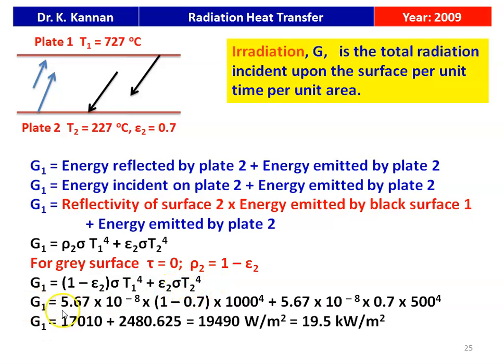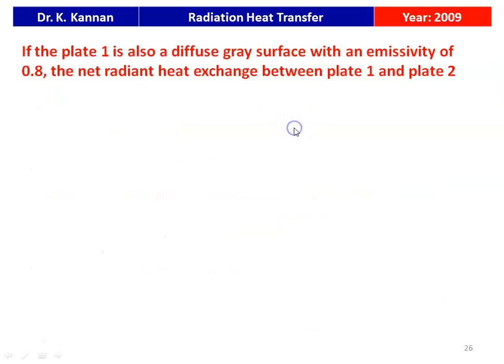So calculating, G1 equal to 5.6 into 10 power minus 8 into 1 minus 0.7 into 1000 to the power 4 plus 5.6 into 10 power minus 8 into 0.7 into 500 to the power 4. Calculating, 19,490 watts per meter square or 19.5 kilowatts per meter square. So the irradiation of the surface 1, plate 1, is 19.5 kilowatts per meter square.